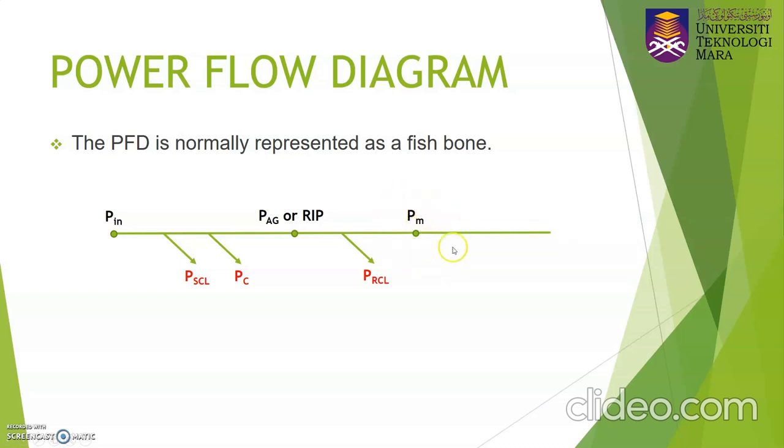So PM. Alright. Due to the rotation of the rotor, there will also be friction losses, because there is friction, there is windage, everything. So there will be P mu losses there, windage losses. Finally, the final output is P out, the output power of the induction motor. Basically this is the fishbone that represents the power flow diagram of the induction motor. The branches here indicate the losses that happen in the induction motor.